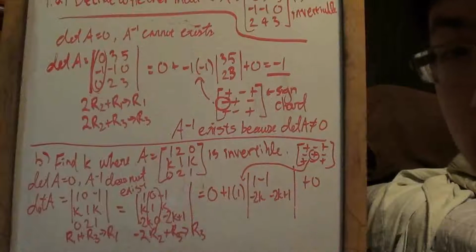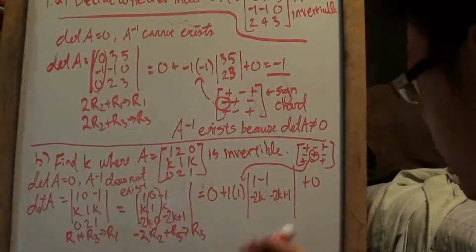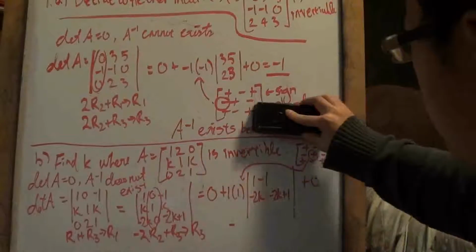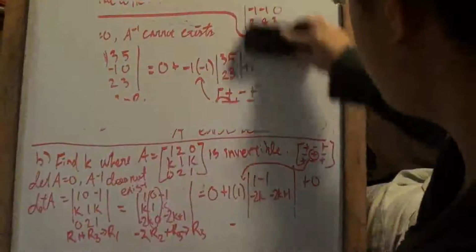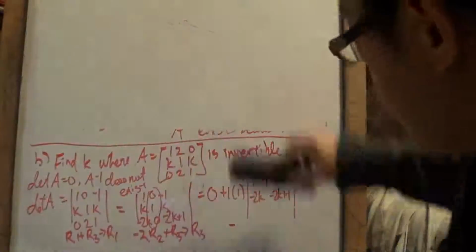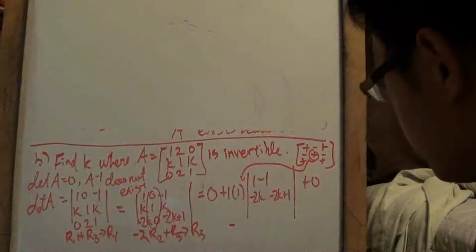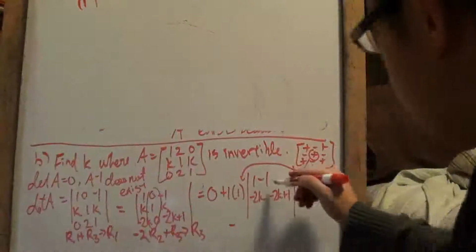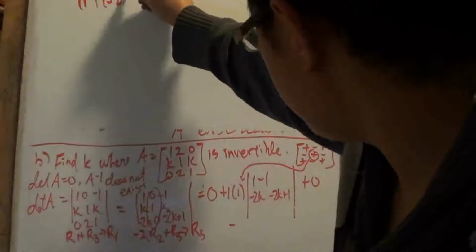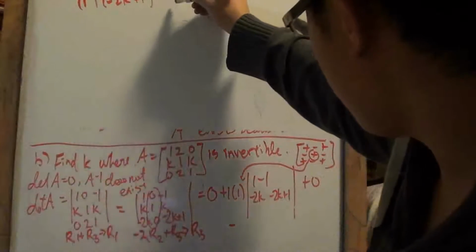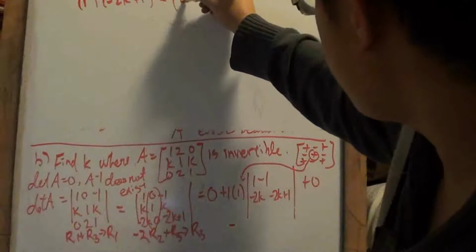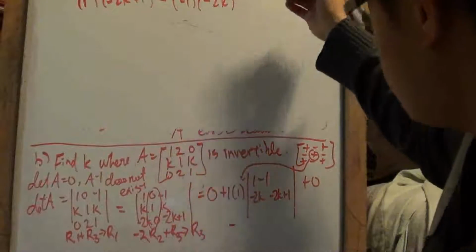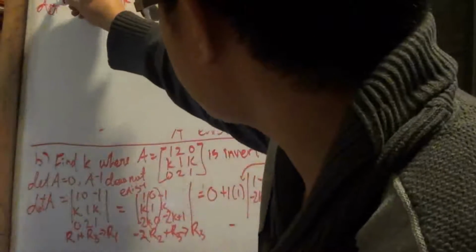So if that's the case, oh, there's some space here. Actually, you know what? I'll give you the answer right away. So I'm just gonna write on top. So if that's the case, then that's gonna be 1 times negative 2k plus 1, minus negative 1 and negative 2k. So that's my determinant. So determinant A.